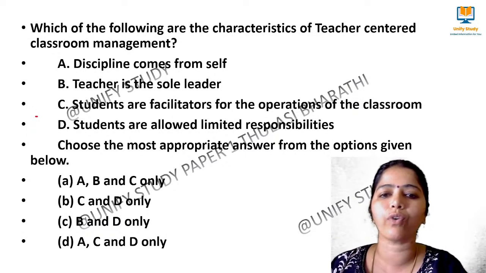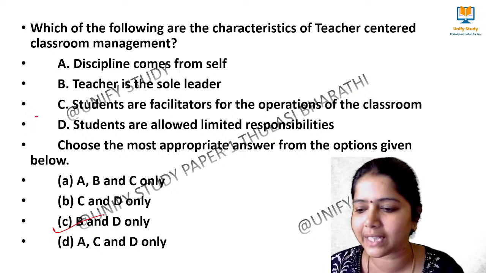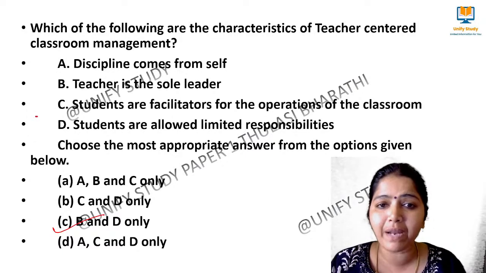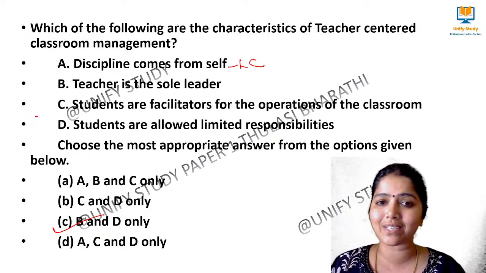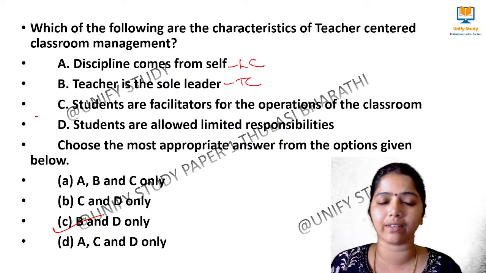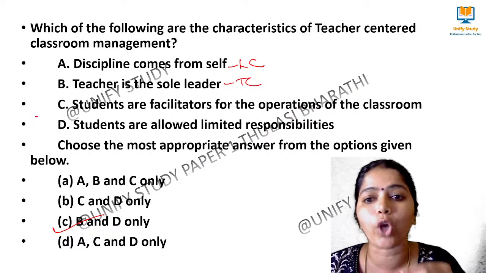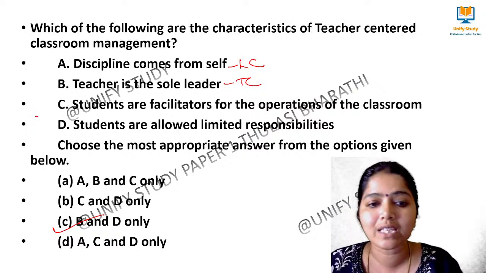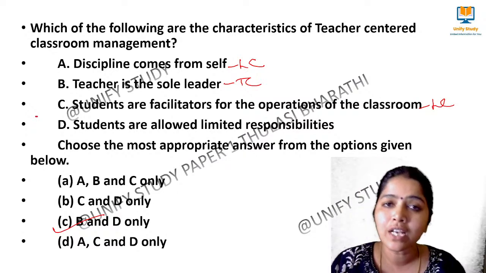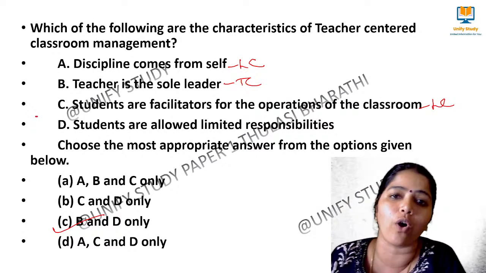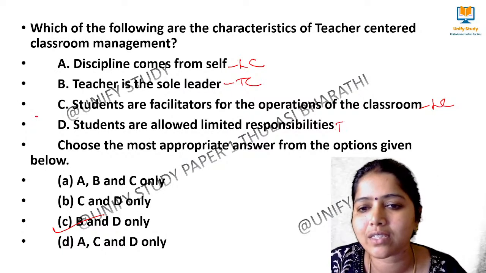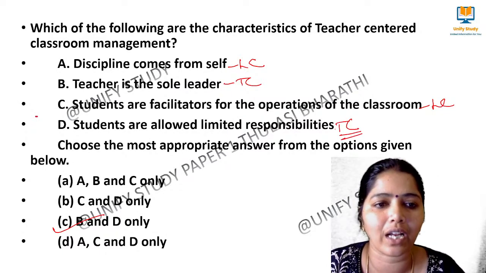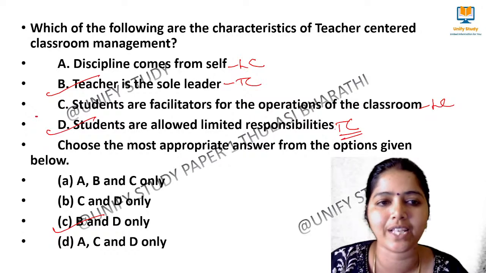The right answer for this question is option number C, that is B and D. Discipline comes from self, that is learner-centered methods of teaching. Teacher is a sole leader, it is teacher-centered. Students are facilitators for the operations of the classroom. This belongs to learner-centered because students take up the responsibilities of the classroom. Students are allowed limited responsibility, that is teacher-centered, right? So the right answer is option B and option D.